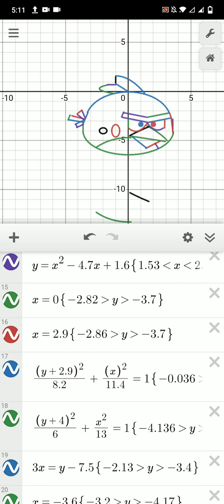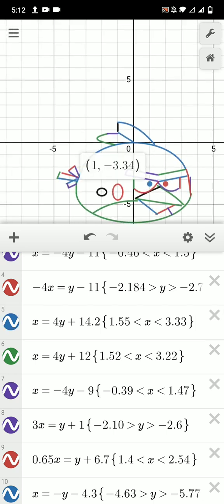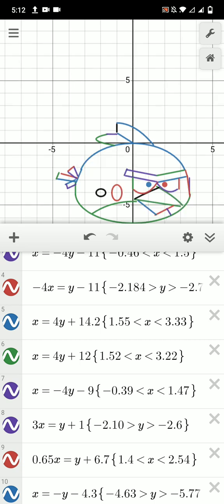Now let's go on to its eyes. This point here represents the right eye of Red Angry Bird, with the coordinates (1, -3.34), and the left eye at (2, -3.34).